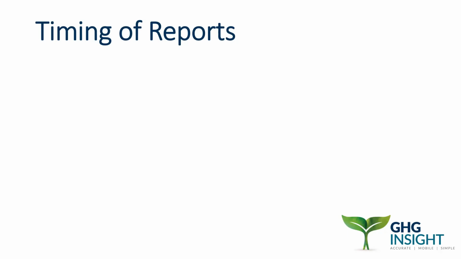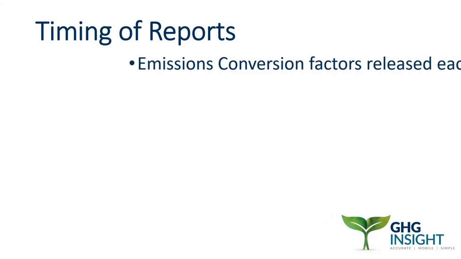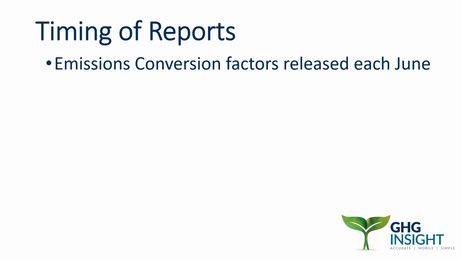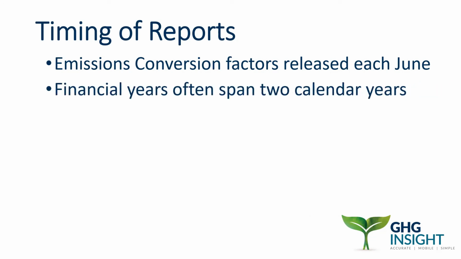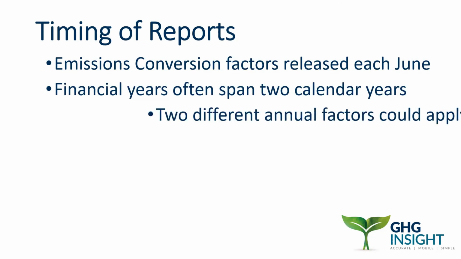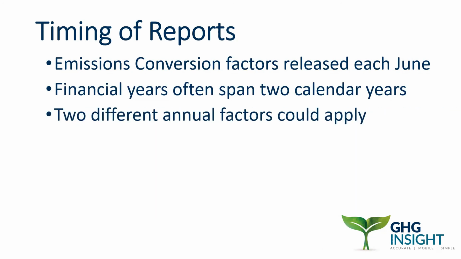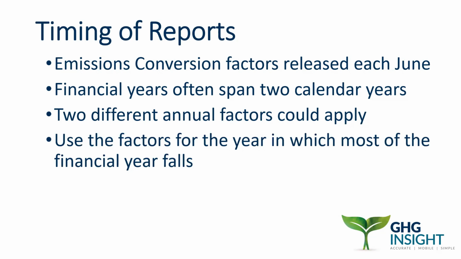Now, there is another issue that we need to consider, and that is the timing of the reports and the release of the UK government's emissions factors. In June of each year, the UK government releases the emissions conversion factors for that calendar year. If an organisation's financial year spans 2 calendar years, 2 different sets of emissions factors come into play. The general rule is for an SECR report to use the set of factors for the calendar year into which the majority of the financial year falls.